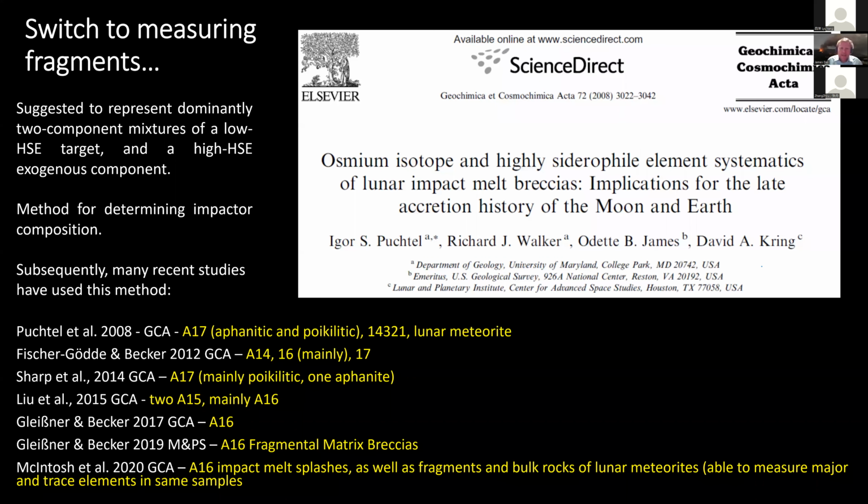If you were to say in a single sentence what these show, they suggest dominantly two-component mixtures of a low H2O target and a high H2O-rich exogenous component. And they have different flavors. They come from different types of impactor.